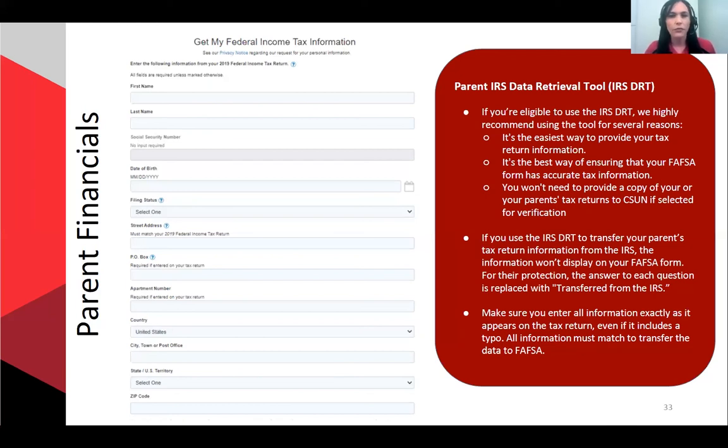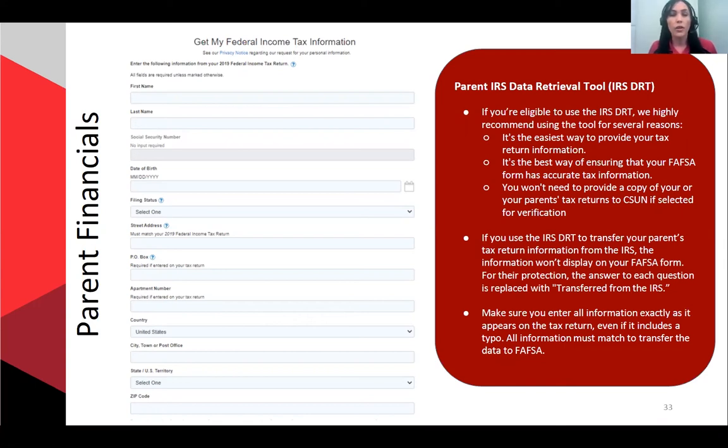If you use the IRS data retrieval tool to transfer your parents' tax return information from the IRS, the information won't display on your FAFSA form. For their protection, the answer to each question is replaced with transferred from the IRS. So do be aware that when reviewing your FAFSA, when you are looking at the answers to the questions, it will show transferred from the IRS in place of the answer, okay?